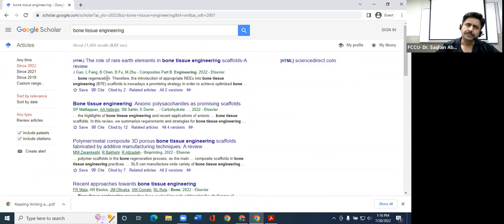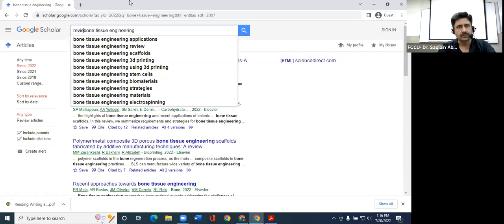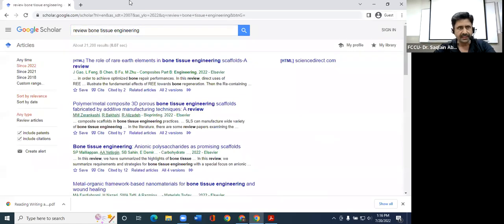But again, to understand the current dynamics, the current state of knowledge in this field, I want to find some papers who actually include all the relevant information in that particular field. And we call such papers review articles. All I have to do is just put a word review. Review bone tissue engineering. And now I click the search again for any time.